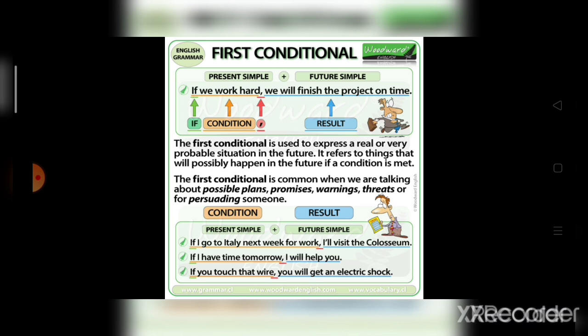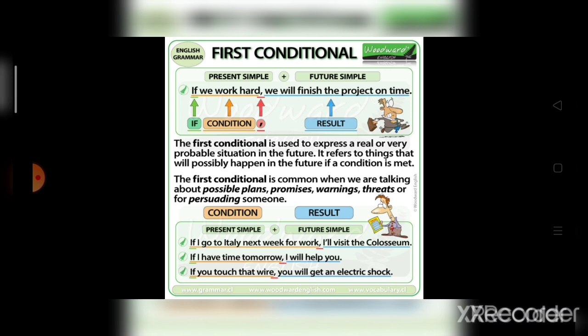Okay, here you have a few more examples down. If I go to Italy next week for work, I'll visit the Colosseum. So children, the sentence says that if I go to Italy next week for work, which is in a simple present tense, go is a simple present, children. I'll visit. I'll is a contraction form of I will. Okay children, I will visit the Colosseum.